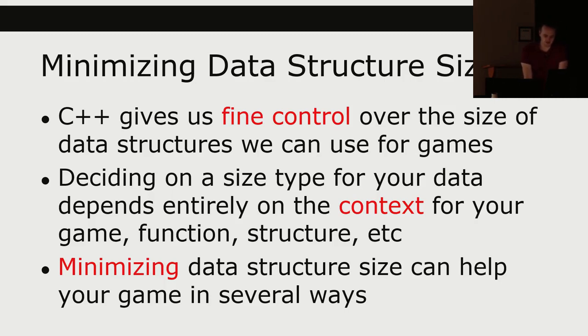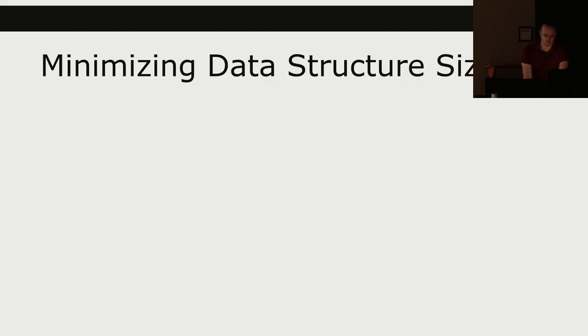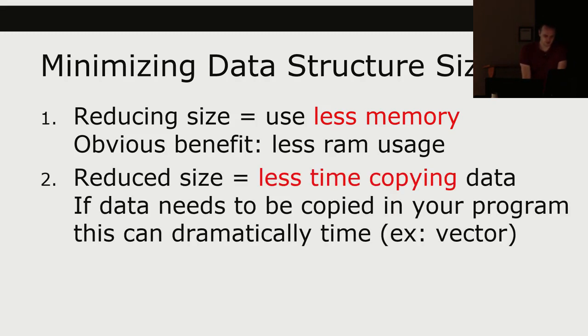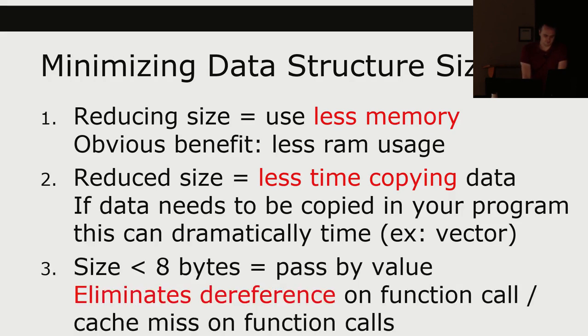And minimizing data structure size can help your game in several ways. So reducing size, obviously, less memory used. That's great, right? You use less RAM. We've all got the Chrome memes where you have a few tabs open and Chrome is using like 30 gigs of RAM. You'd want that to be less if possible. Also, not as obvious is that reduced size of your data means less time spent copying your data. You're always passing parameters around, right? And so if those parameters are a bit smaller, then that's never a bad thing.